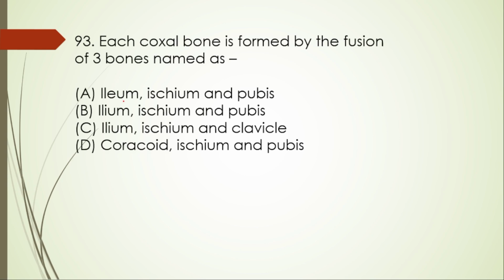Next one, that is 93. Each coxal bone is formed by fusion of three bones. Name the three bones. Here the three bones are ilium, ischium and then pubis. Not this one, not E in I. Okay, don't get confused among them.